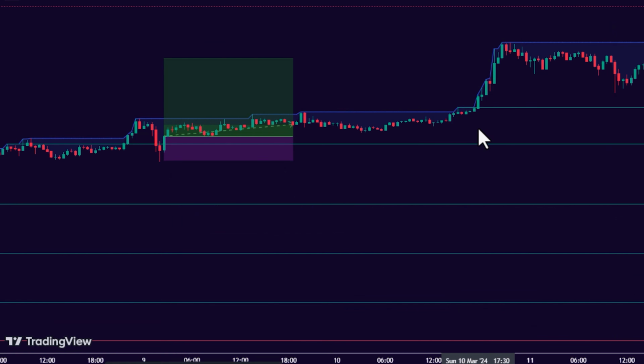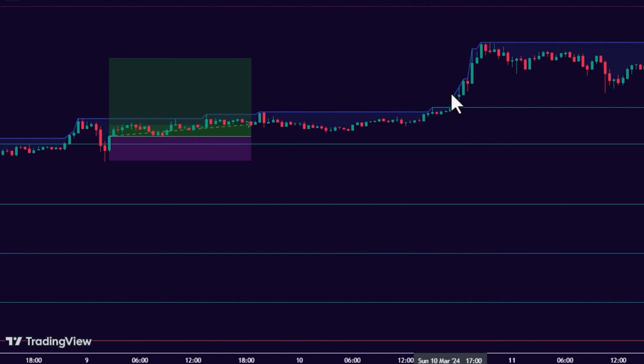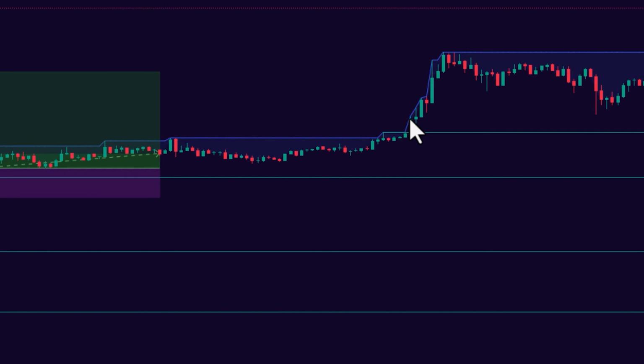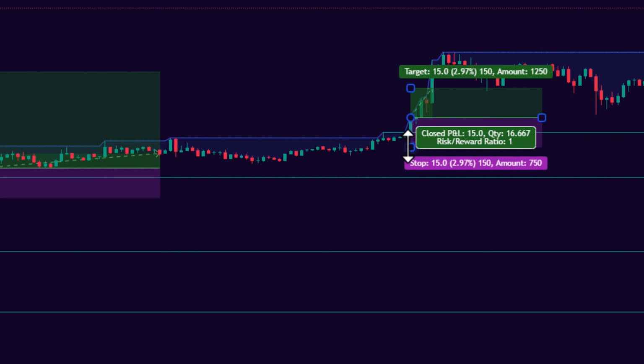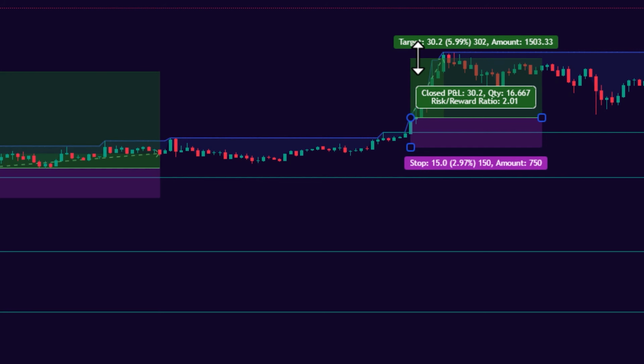Another trading strategy involving support and resistance levels is breakout trading. Breakouts occur when the price breaches a significant support or resistance level, indicating a potential continuation of the trend or the start of a new trend. Traders can enter trades in the direction of the breakout with appropriate risk management measures in place to mitigate potential losses.